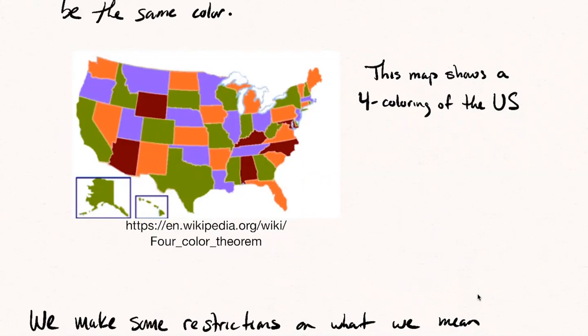Okay, so Utah borders Arizona, I'll test my geography again, Nevada, Idaho, Wyoming, and Colorado. That's it. Utah does not border New Mexico in this definition. I apologize to any citizens of Utah or New Mexico who want to quibble with that. So that shows a four coloring of the US.